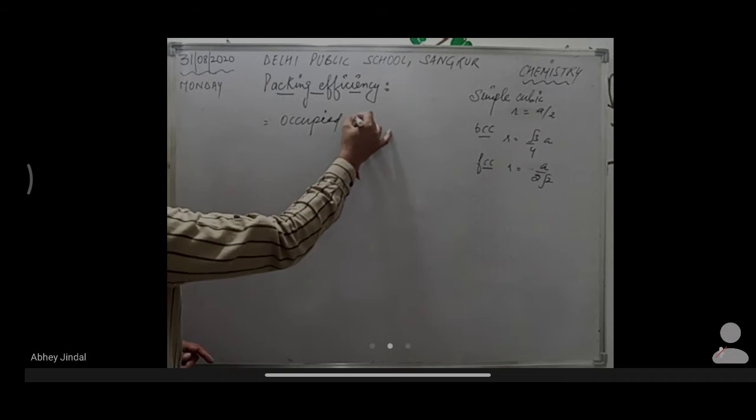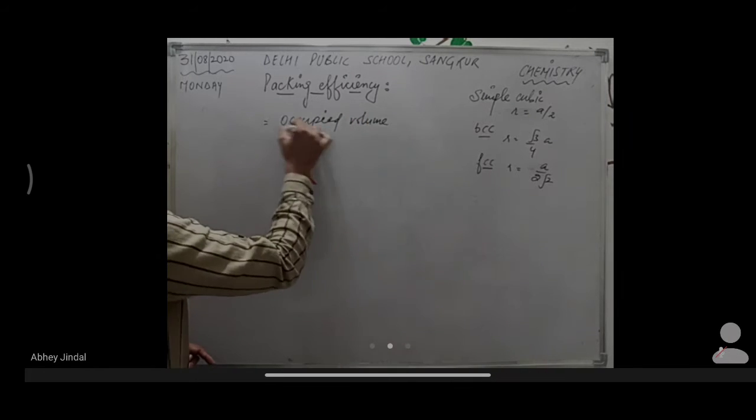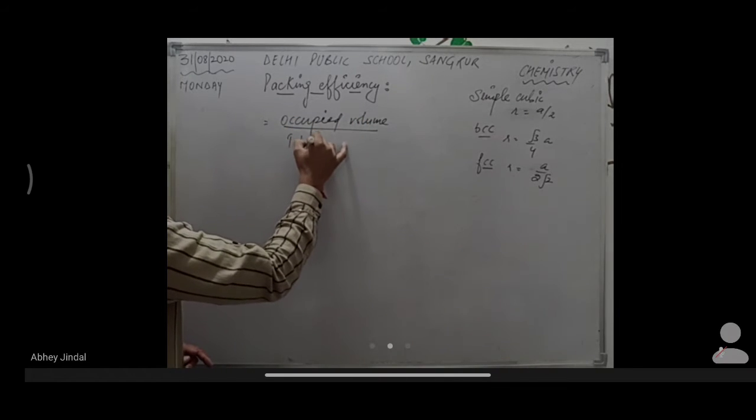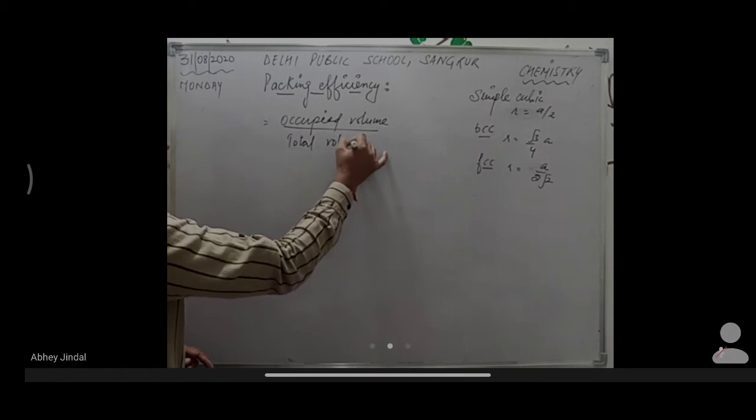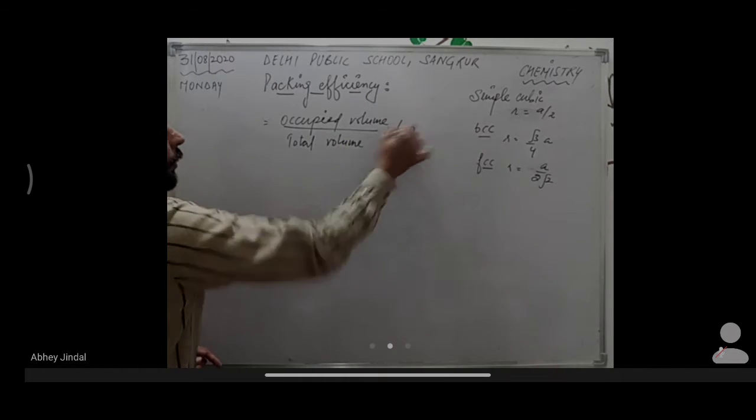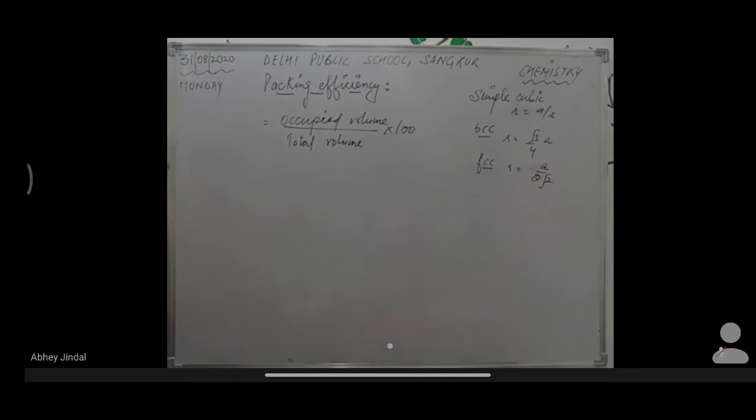Occupied volume to the total volume multiplied by 100. Okay, the percentage of the volume occupied by the atoms in a unit cell, that is known as packing efficiency. So for packing efficiency, we have to find this one.